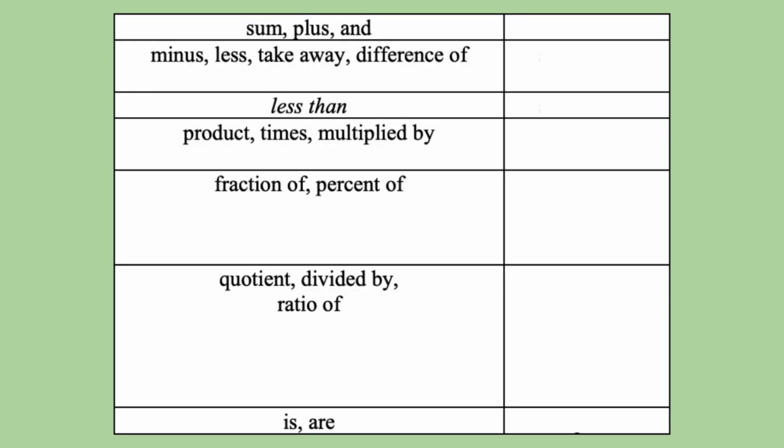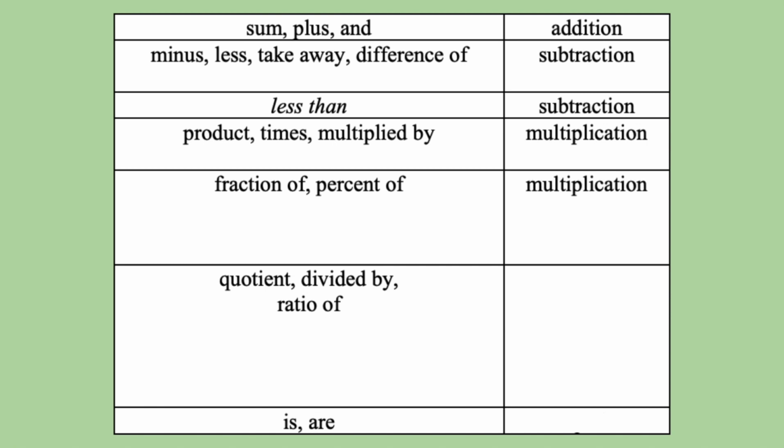Here are some keywords or mathematical notations that will usually be seen in word problems. First is sum, plus, and, and this usually correlates with addition. Minus, less, take away, and difference of is with subtraction. Less than is also with subtraction. Product, times, multiplied by is with multiplication. The fraction of or percent of is also with multiplication. Quotient, divided by, and ratio of is correlated with division. Is and are usually associated with the equal sign, or equals.